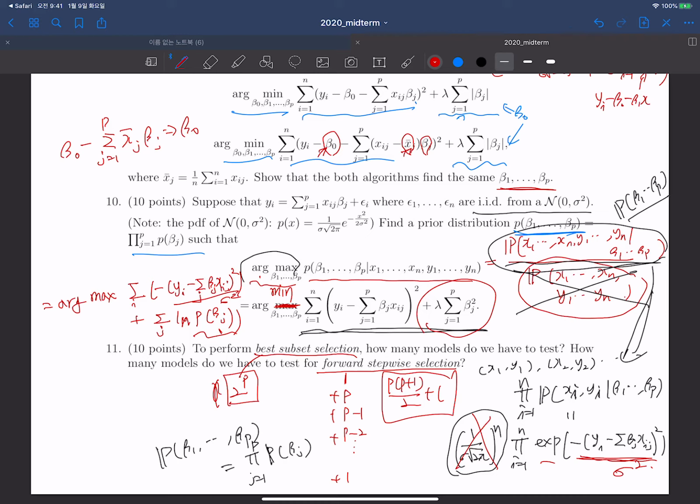And if you apply some stopping rule, you can test fewer than p times p plus 1 over 2 plus 1 models, because you can stop at some point before it reaches the whole model case.